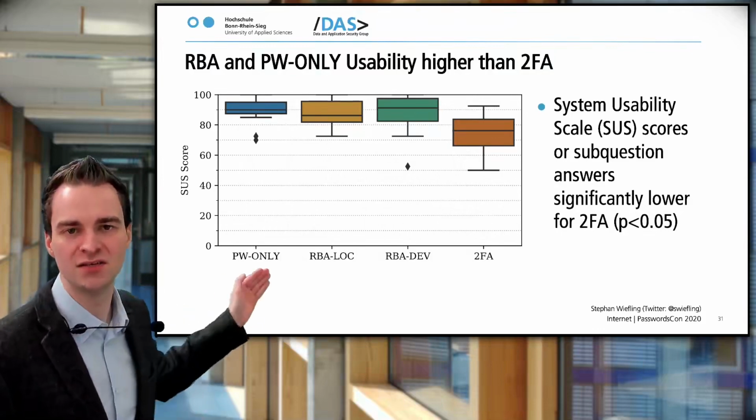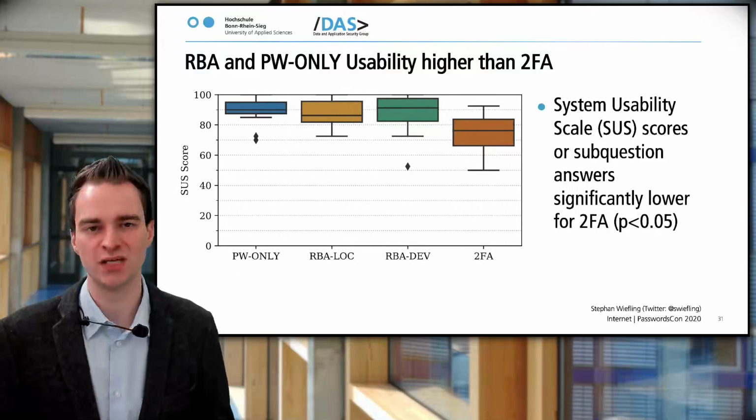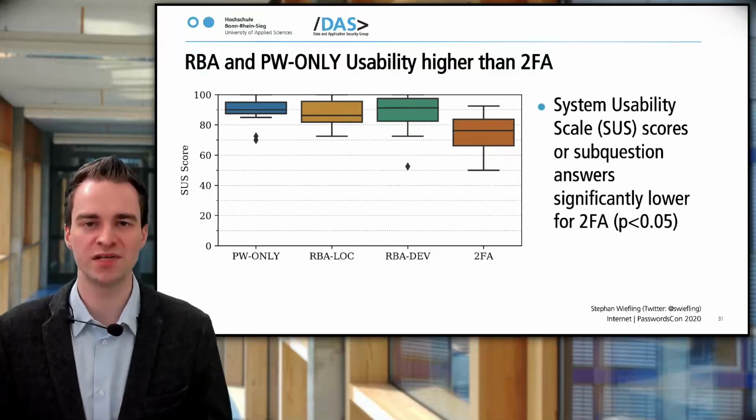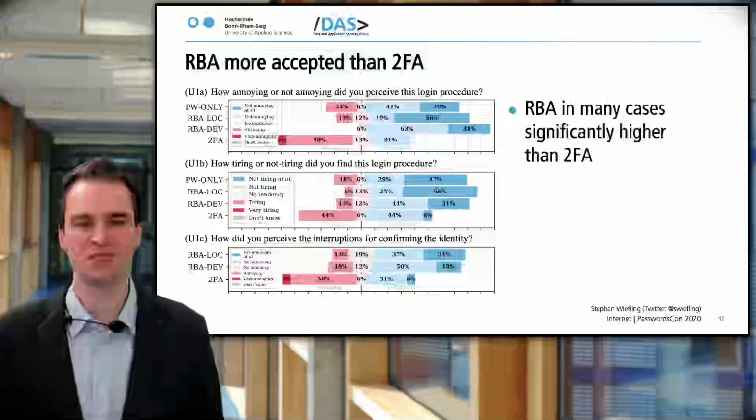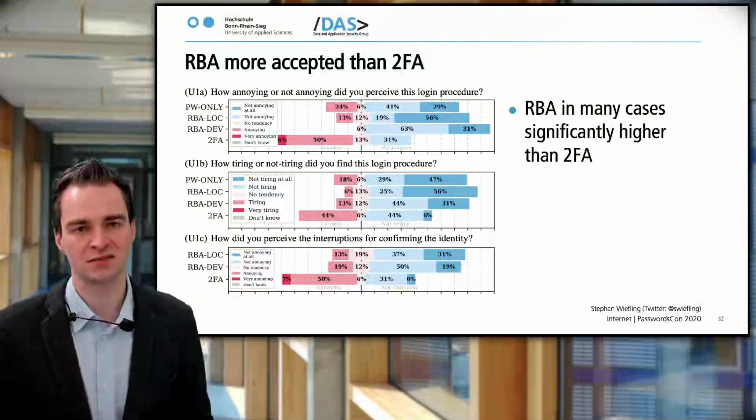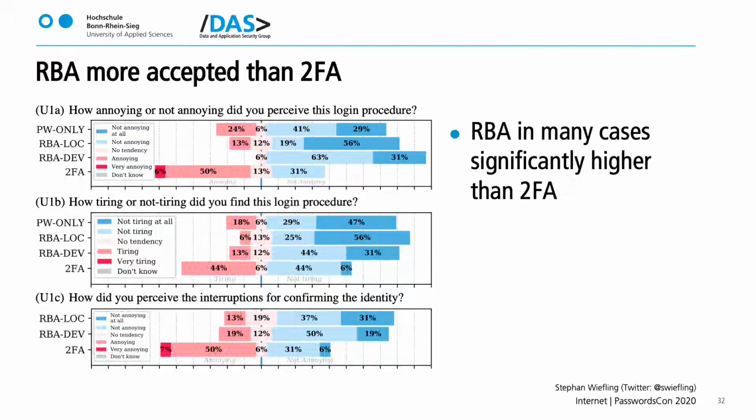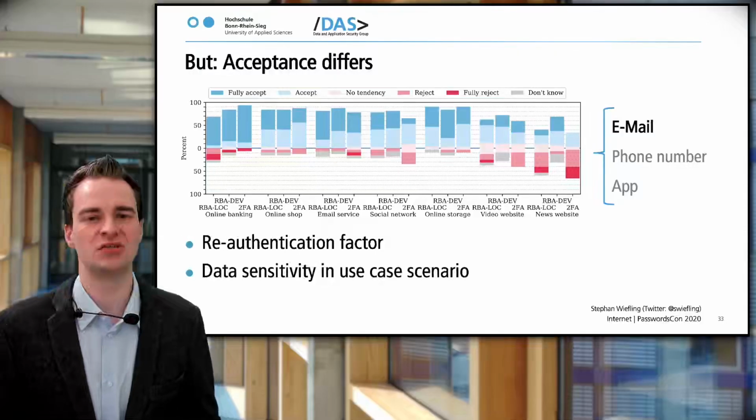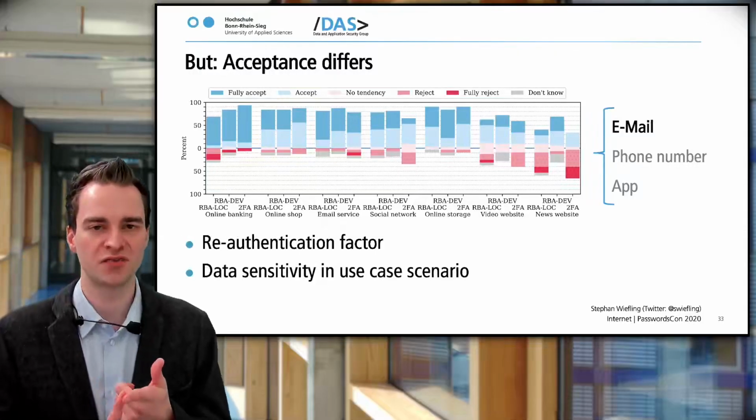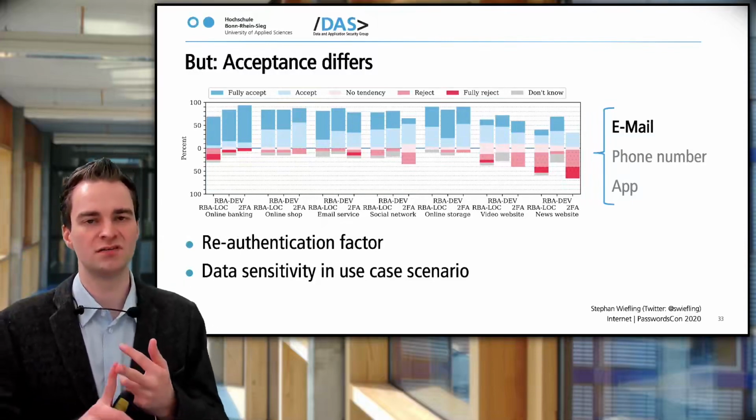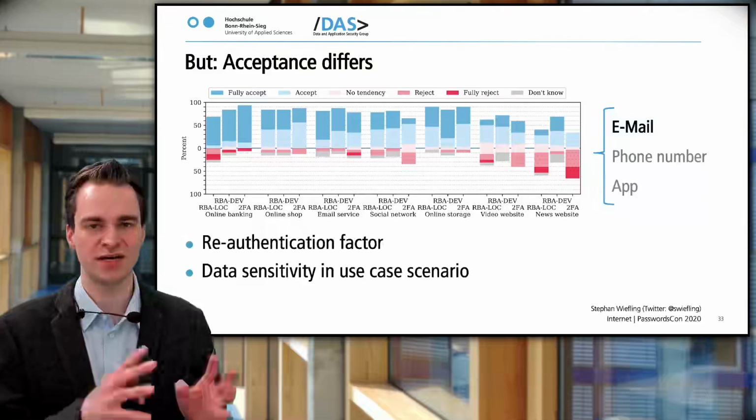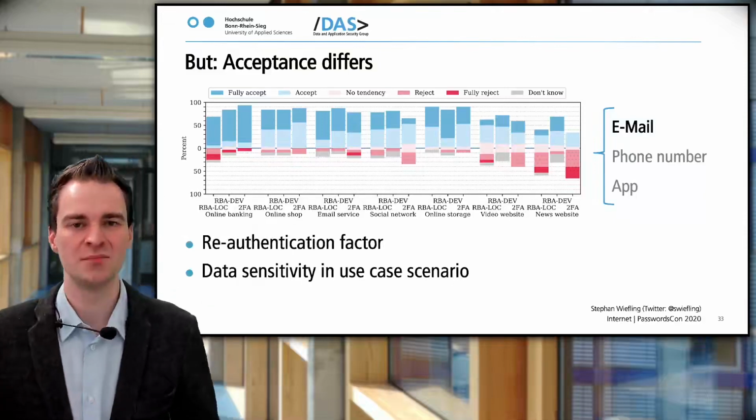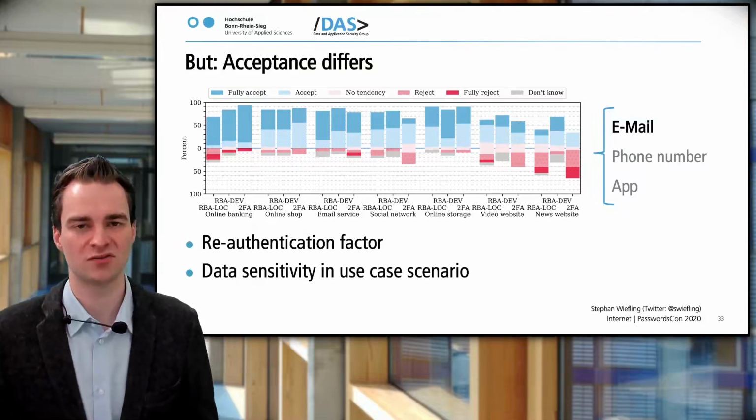And you can clearly see here on the graph that the usability of 2FA was significantly lower than password-only and risk-based authentication. Regarding the user acceptance, we could see that the user acceptance of RWA was significantly higher than that of 2FA. But the difference here is that the acceptance differs depending on the use case scenario, because it really depends on what re-authentication factor you're offering, and also what the data sensitivity is in that use case scenario. So what kind of data is stored on the website and how sensitive do participants consider it? Because that's what we also asked in our survey.